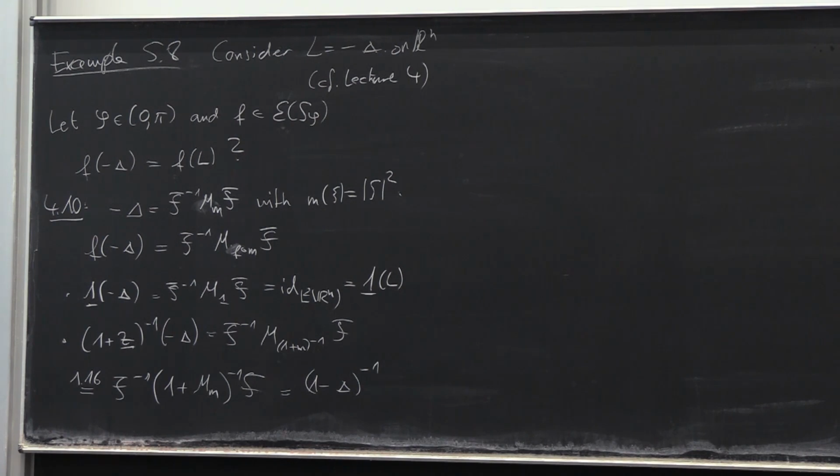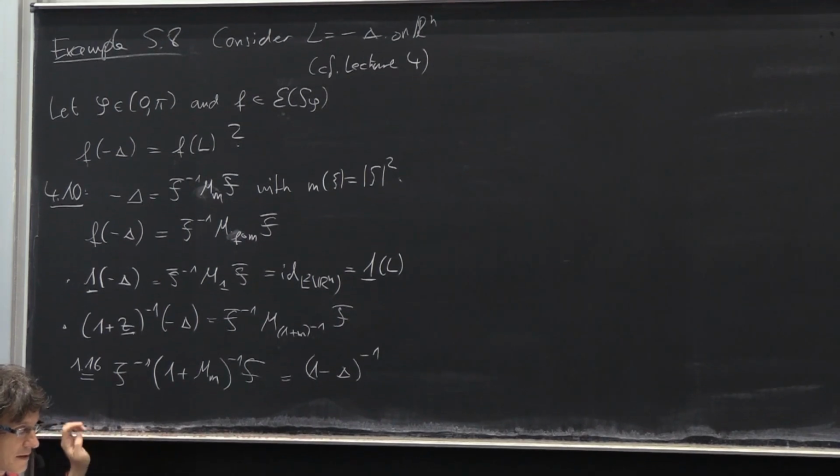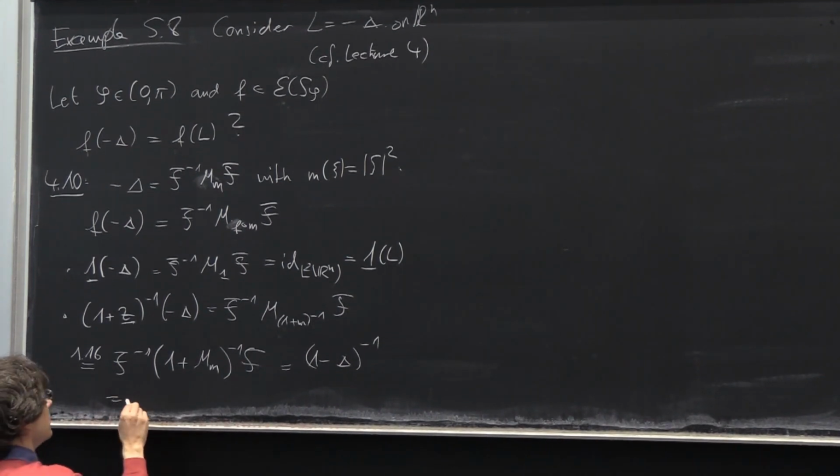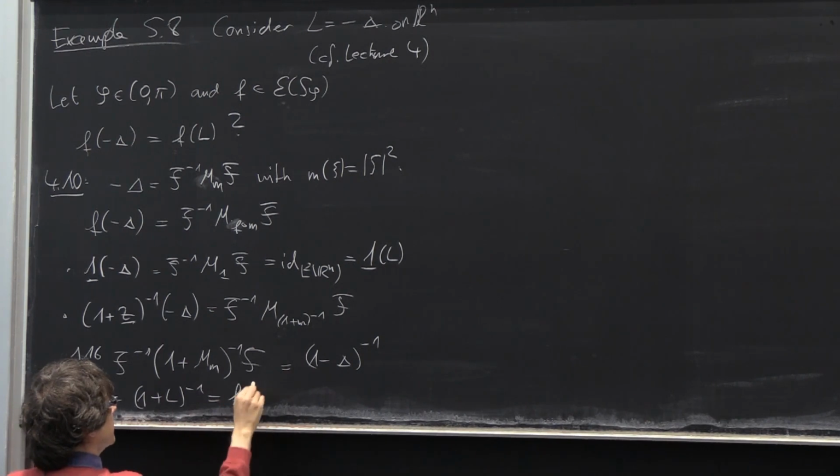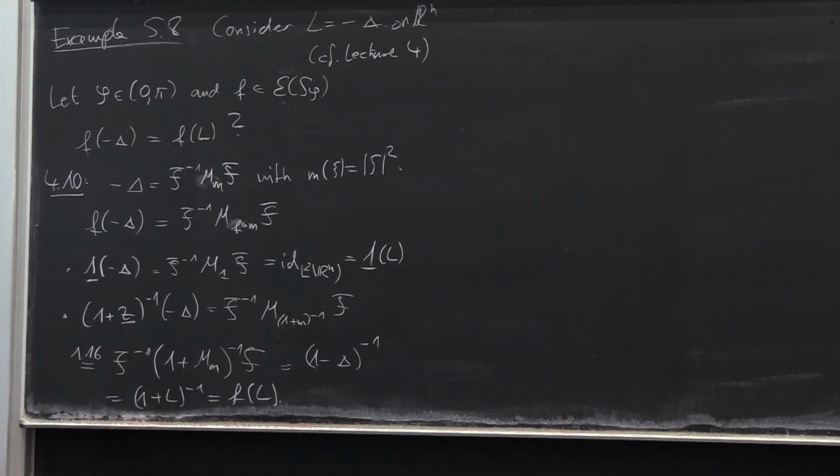Because this is the multiplication operator of minus Laplace. Okay, but this is the same. So this is (1 + L)^(-1), and this is f of L. Okay, also this works out. Both give the resolvent, as it should.